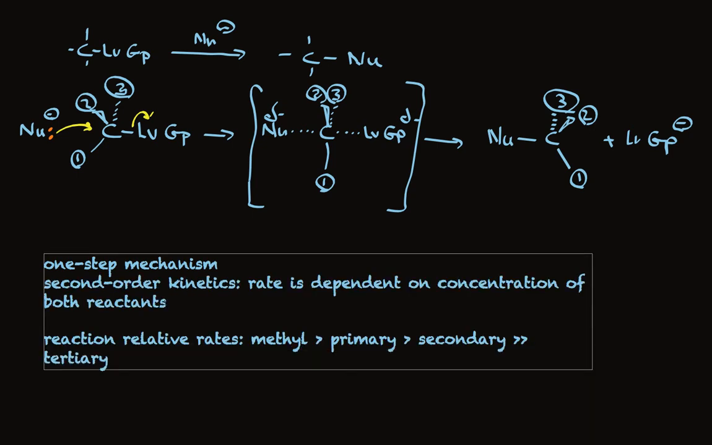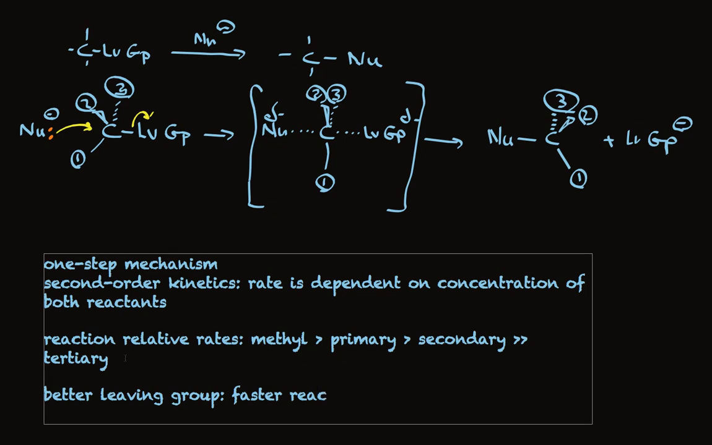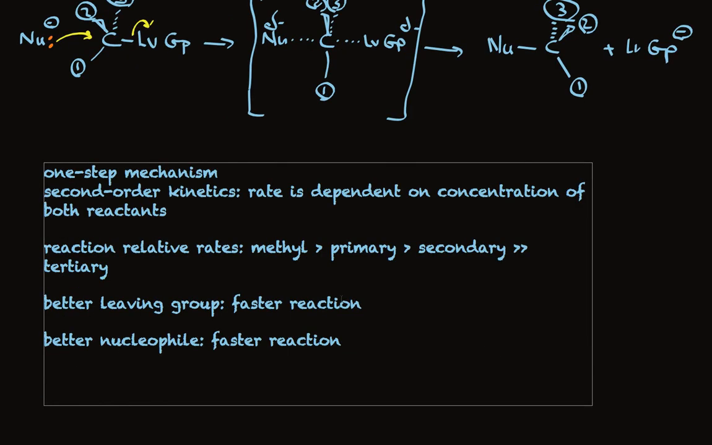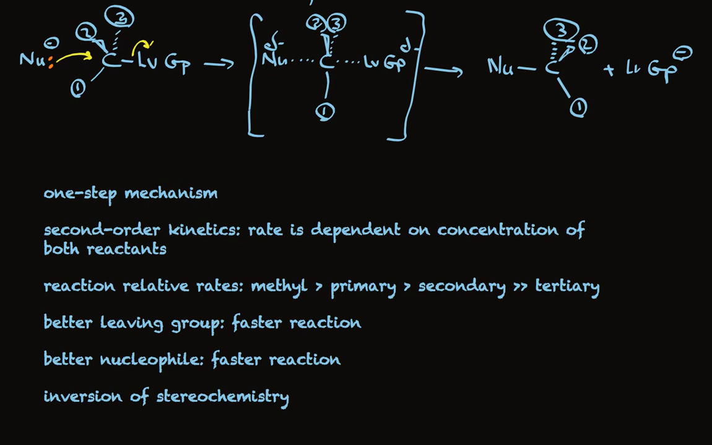The reactant rates are sensitive to how many groups are attached to that carbon. The reaction is faster when we have a better leaving group, better nucleophile, faster reaction. We see inversion of stereochemistry. So let's take a look at this mechanism in the context of these key aspects. Everything happens at once. Bond making, bond breaking. This is what we call a concerted reaction.